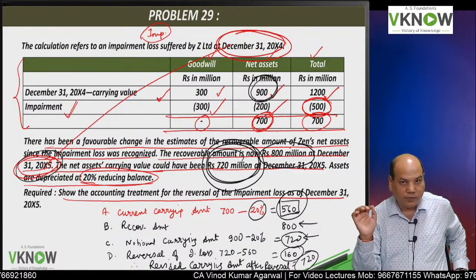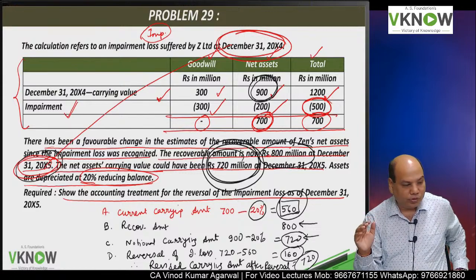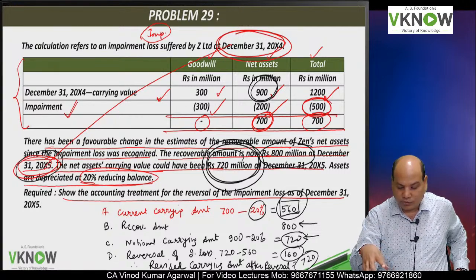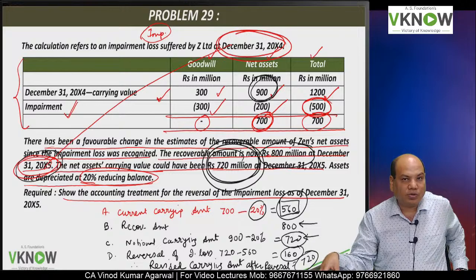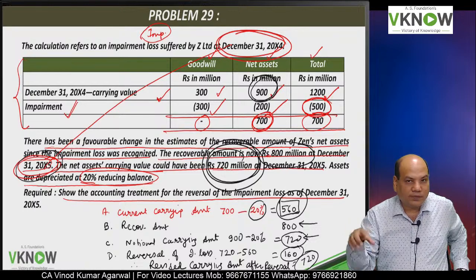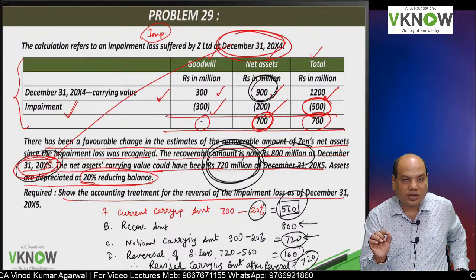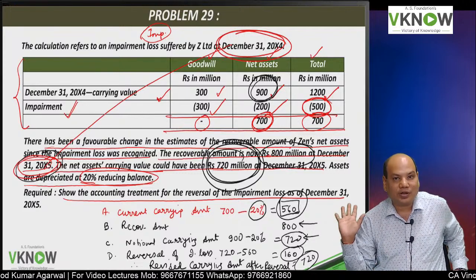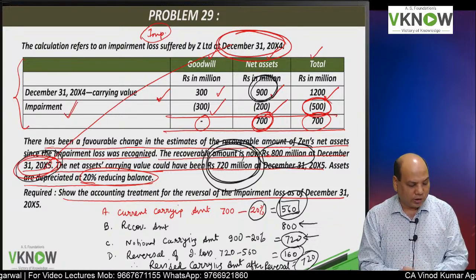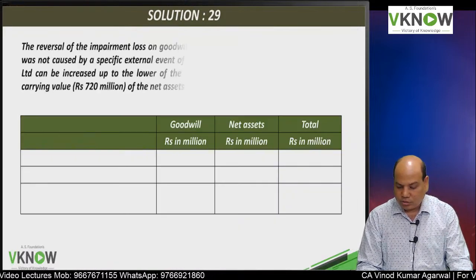There is no reversal of impairment loss of goodwill, because the two conditions that were given for reversal of impairment loss of goodwill are not mentioned in the problem. The problem does not mention that the impairment loss in the first case, in the first incidence, was due to some specific external event of exceptional nature. Nothing is given. So we will not reverse impairment loss on goodwill. Is it right? So now you read the answer on your own.